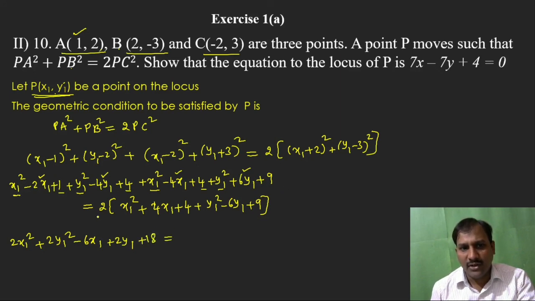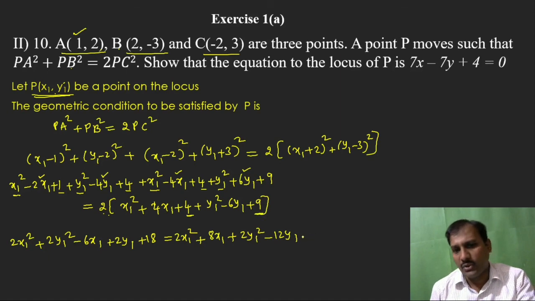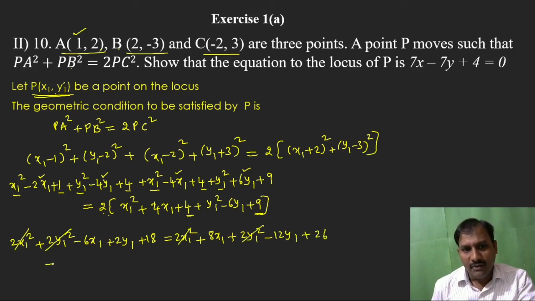So right side what you have, 2x1 square plus 2 4s are 8x1 plus 2 into y1 square, 2y1 square, 2 into minus 6y1 minus 12y1, and what you have here, 9 plus 4 13, 13 into 2 is 26. Now both sides 2x1 square 2y1 square gets cancelled. What is remaining on the left side? Minus 6x1 plus 2y1 plus 18.